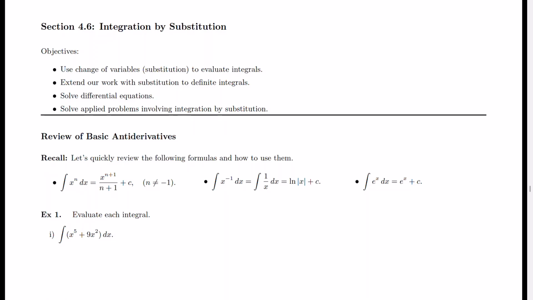Section 4.6, Integration by Substitution. We have 4 objectives in this section. Use change of variables or the substitution method to evaluate integrals. Extend our work with substitution to definite integrals. Solve differential equations. And finally, solve applied problems involving integration by substitution.